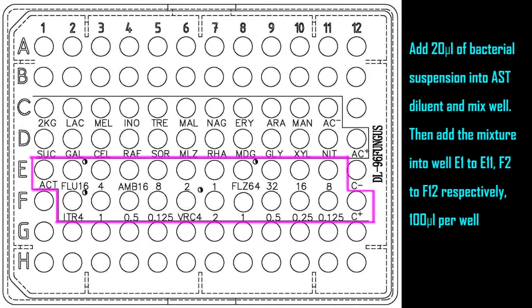C. Add 20 microliters of bacterial suspension into AST diluent and mix well. Then, add the mixture into these wells respectively, 100 microliters per well.